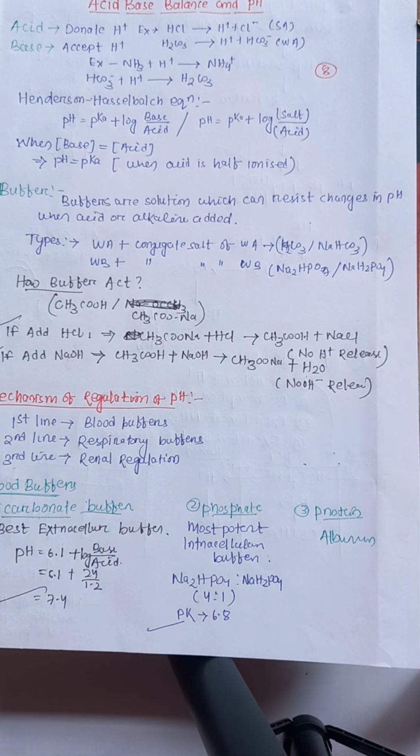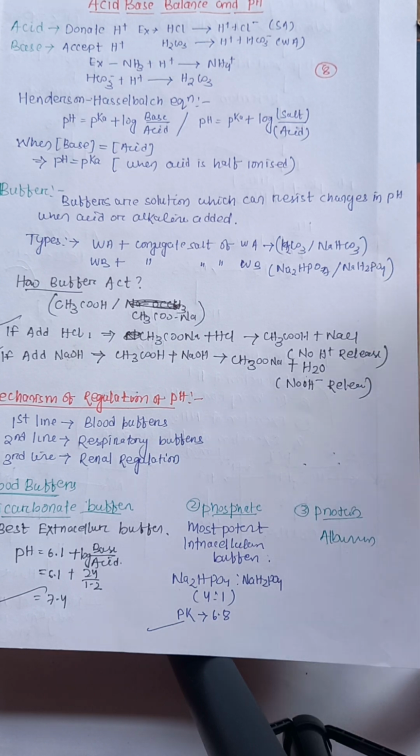And buffers are substances that do not allow changes in pH when acid and alkali are added. This is a simple thing. Types are a weak acid plus the conjugate base of that weak acid, and a weak base plus the conjugate salt of that weak base. You know this from the 12th point of view. And also, if you add H plus, HCl, that gets captured by CH3COONa, like this they control how the pH of the blood tends not to change.